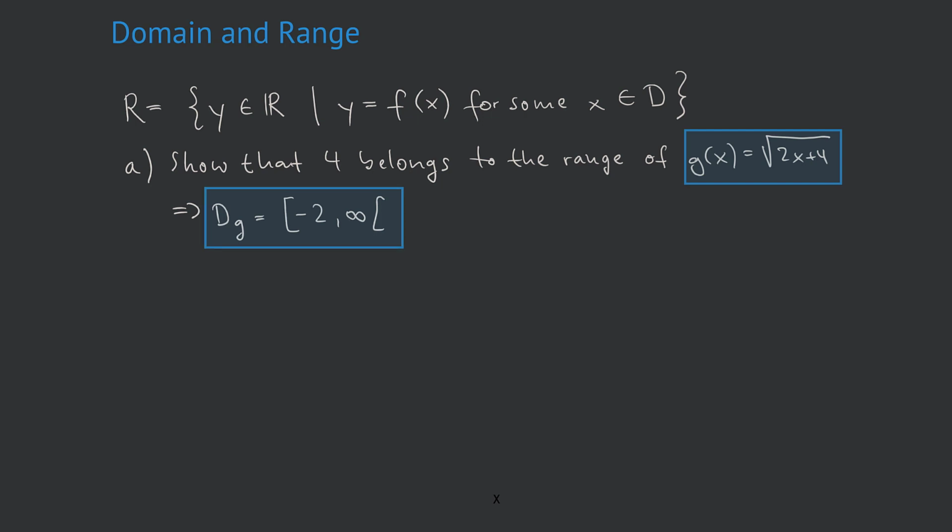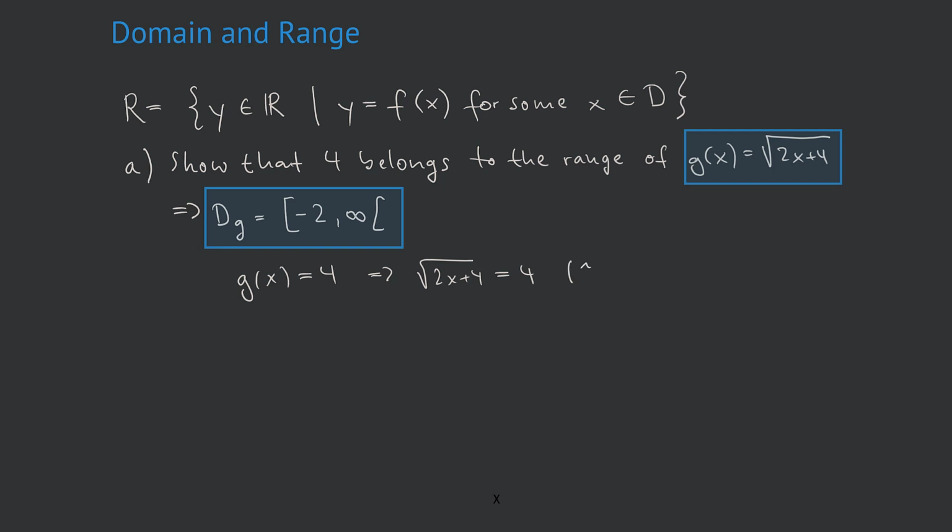Well, what we now want to know is if there is some g of x which equals 4. That means if there is some square root of 2x plus 4 which equals 4. Now we have to solve this equation for x. We can take the square of both sides.